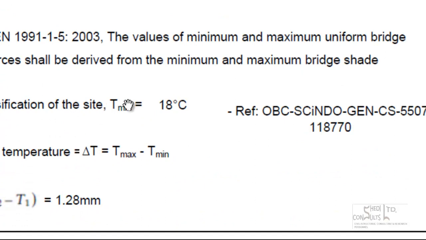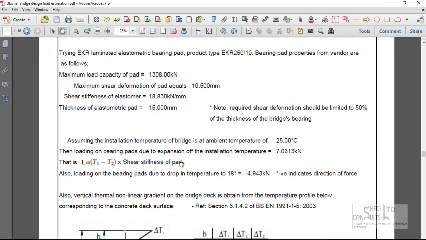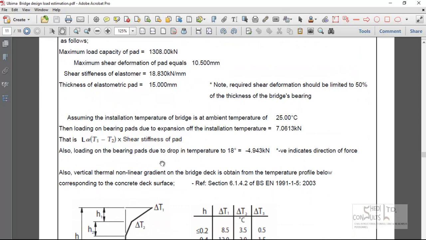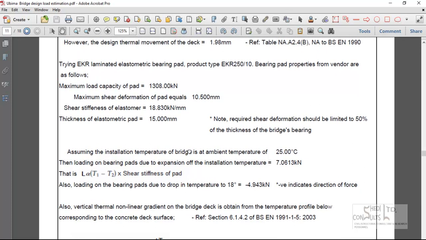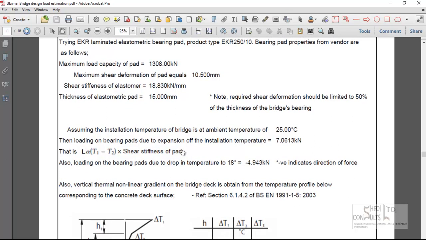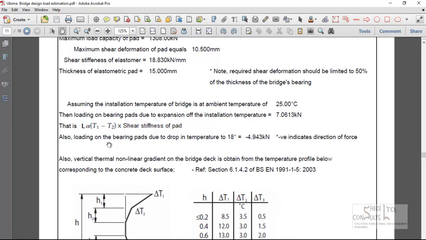Now the code specifies that you must also design for thermal expansion as a result of changes in temperature from the installation temperature. So you must design for thermal expansion as a result of that. So your elastomeric bearing design is also a function of your thermal expansion and the shear stiffness of the bearing pad. For heavy loads, there are several kinds of bearings. We have fixed bearings, we have sliding bearings, and then we also have mechanical bearings. We then also have elastomeric bearings. So you also have pneumatic bearings, which are rarely used. Elastomeric bearings are what you would want to use.